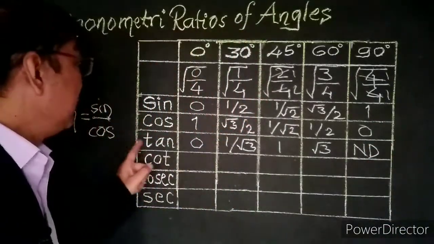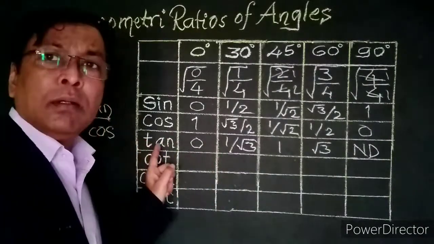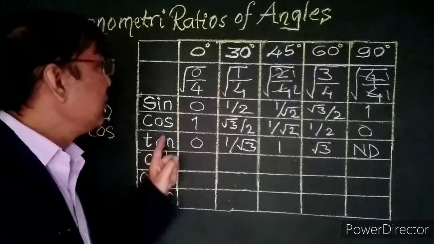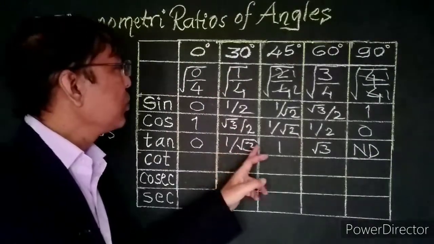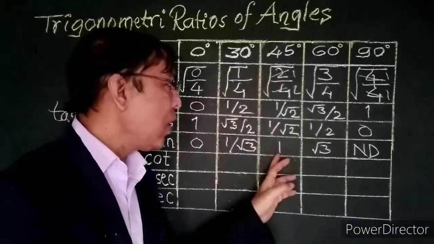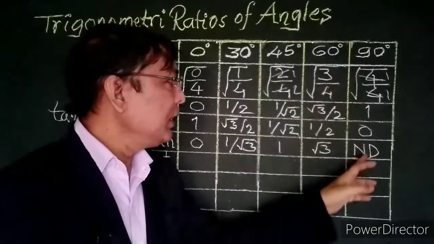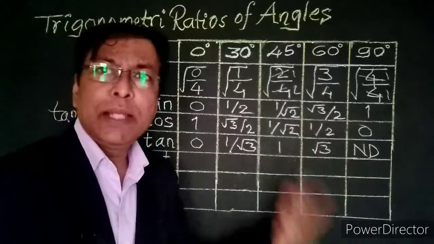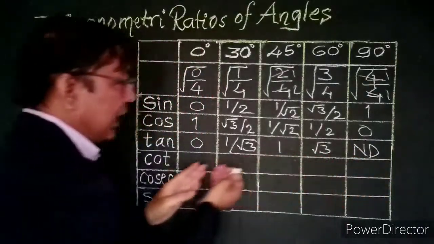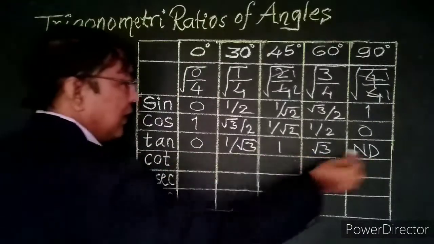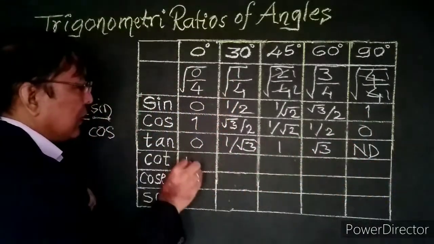These are the values for the trigonometric tan 0, 0, tan 30, 1 upon root 3, tan 45 degree, 1, tan 60 degree, root 3, tan 90 degree, not definable. To get the values for cot, simply we have to write in a reverse fashion, in a reverse manner from right to left. Here we start.